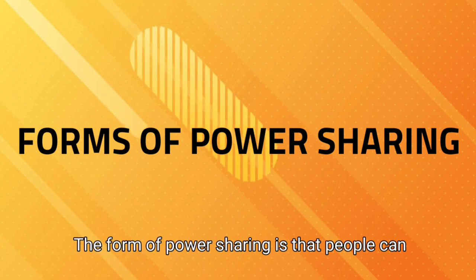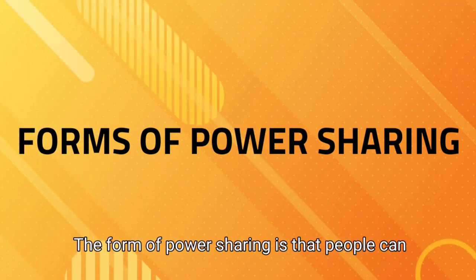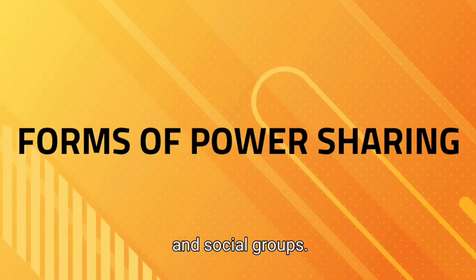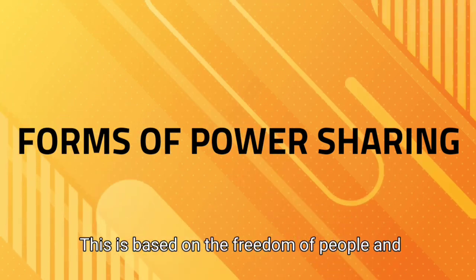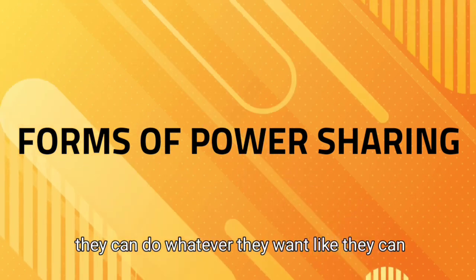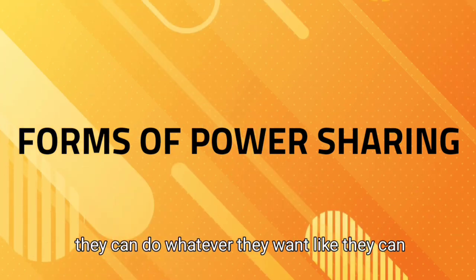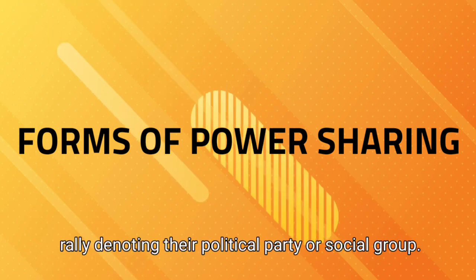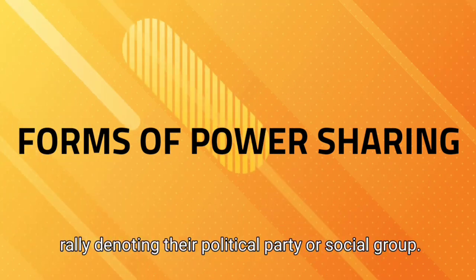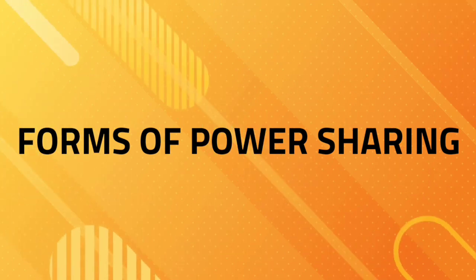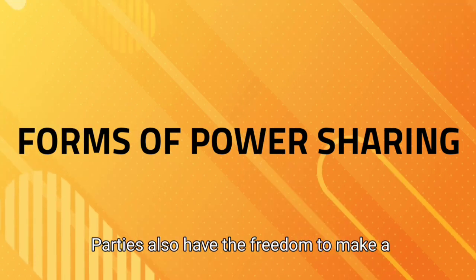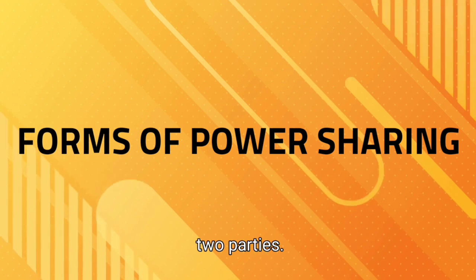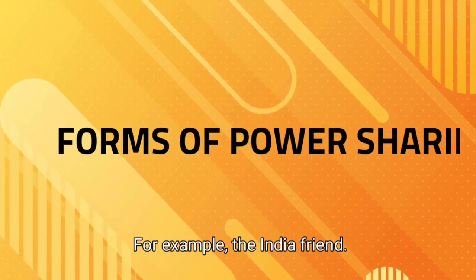The fourth form of power sharing is that people can form political parties and different rallies and social groups. This is based on the freedom of people, and they can form a political party, a social group, or a rally denoting their political party or social group. Parties also have the freedom to make a coalition, which is a combination of two or more parties. For example, the India Front.